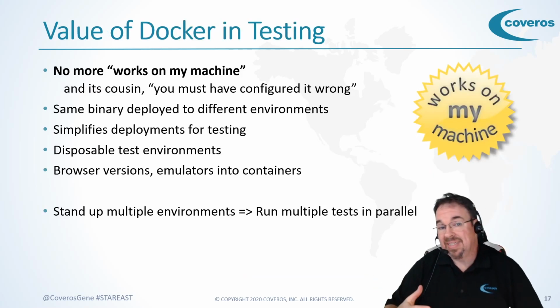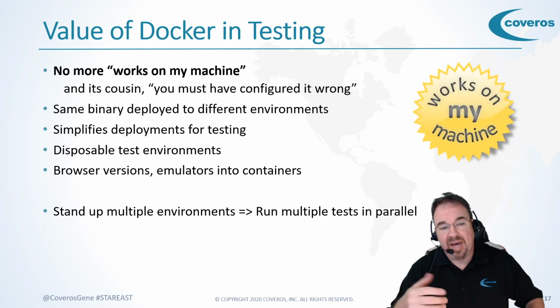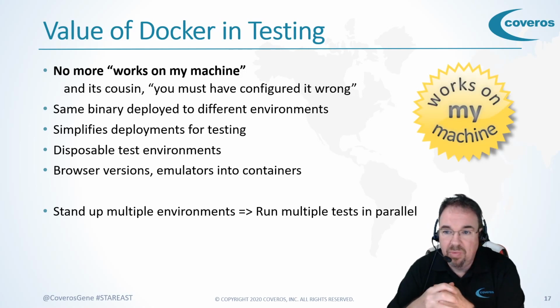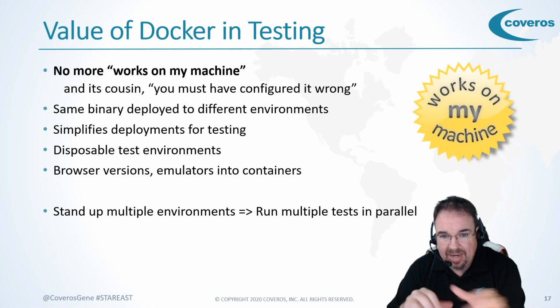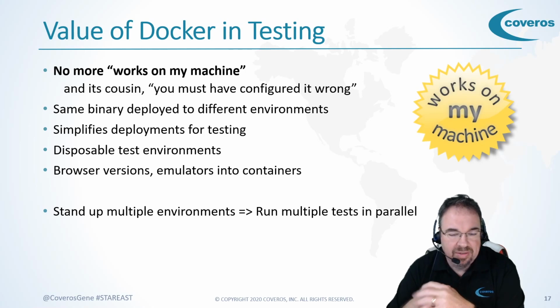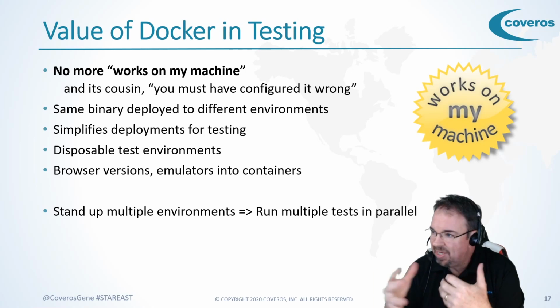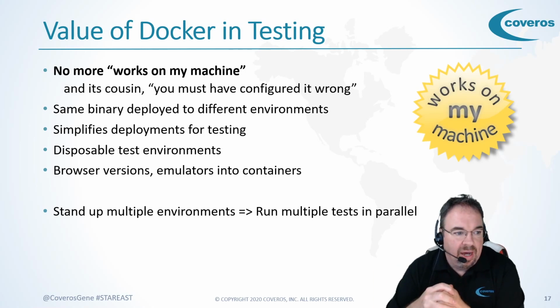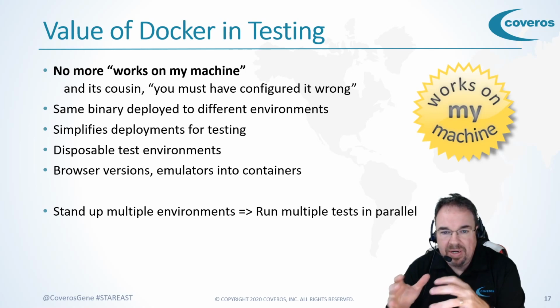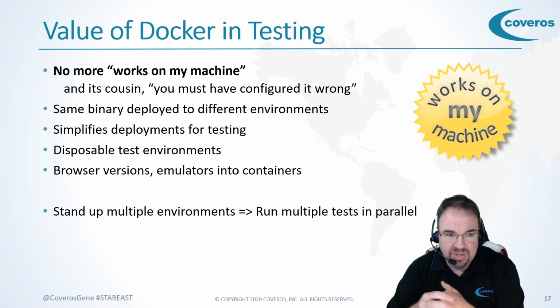The value to us as testers of using Docker, I already mentioned, no more works on my machine, and its near cousin, you must have configured it wrong when it doesn't work on the machine, right? Because we're going to do that deploying configuration once and pass that whole image along. Docker allows the same binary to be deployed to different environments because we're just going to move this image through, which makes it very easy to set up deployments for testing, right?